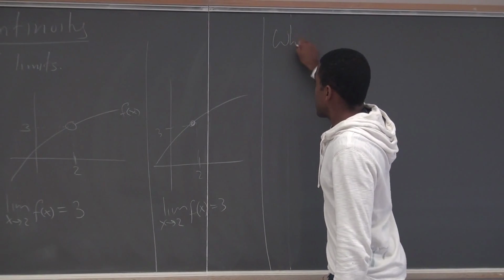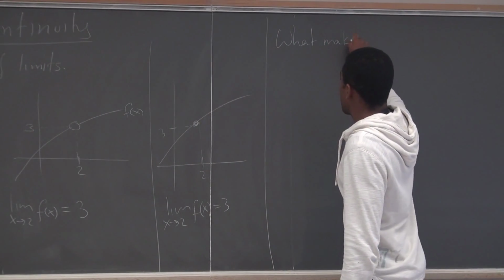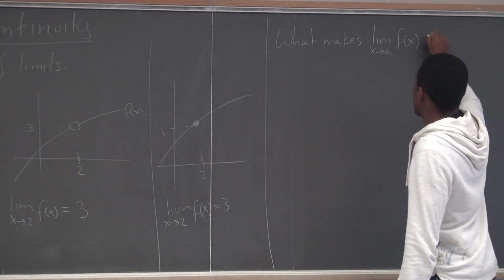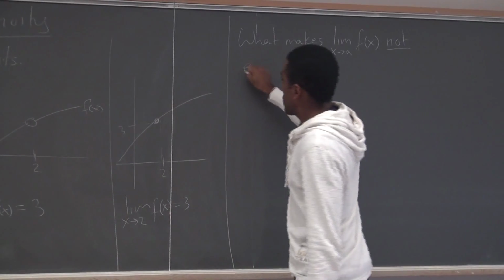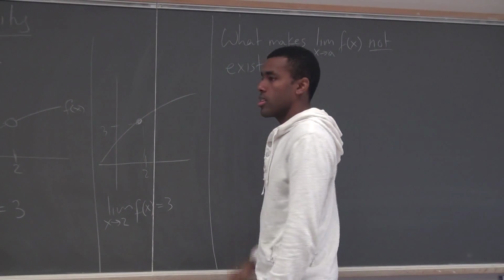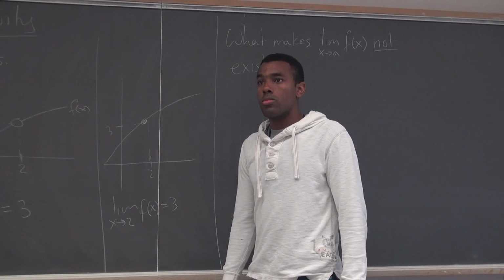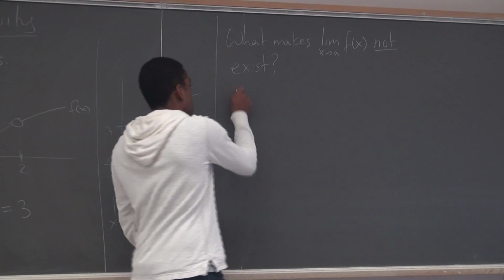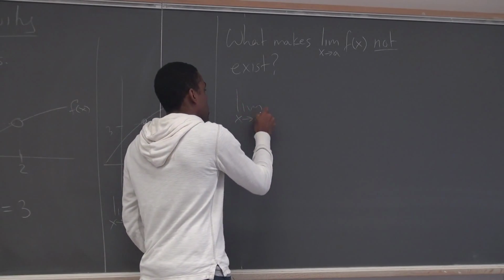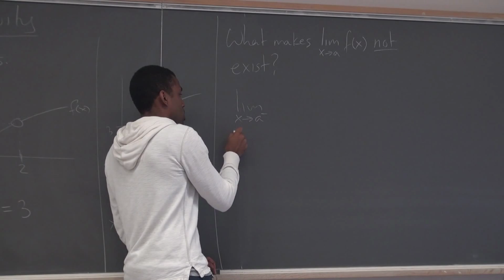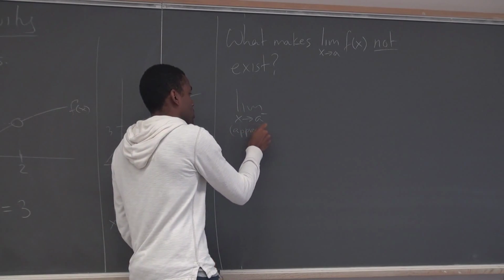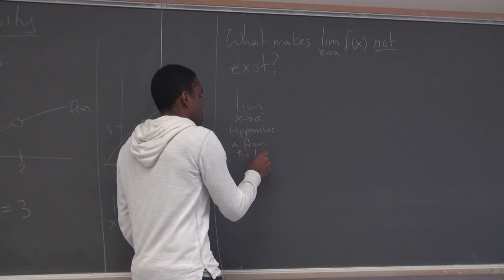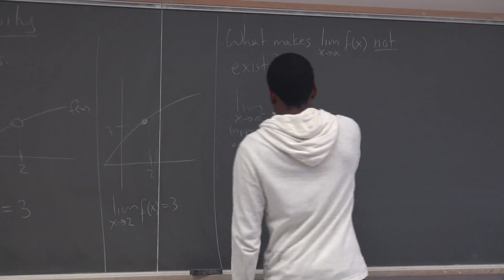What makes the limit not exist? How do you know if a limit does not exist? If both sides don't have the same limit. There's something called the one-sided limits, remember? You looked at the limit as x approaches a from the left, right? This is approaches a from the left, of f of x.